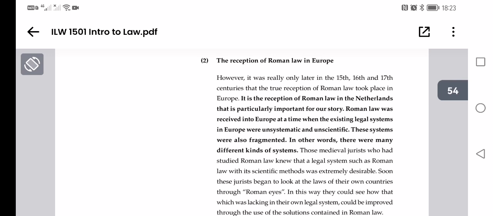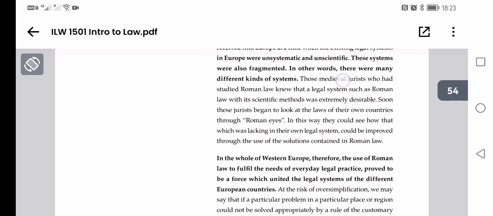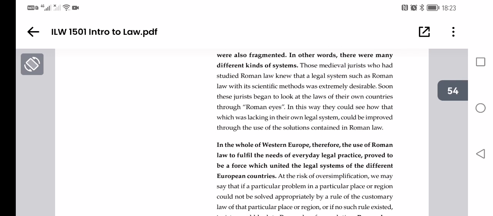Roman law was received into Europe at the time when the existing legal systems in Europe were unsystematic and unscientific. These systems were also fragmented. In other words, there were many different kinds of systems.